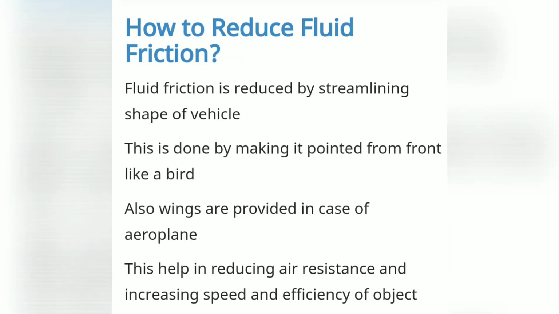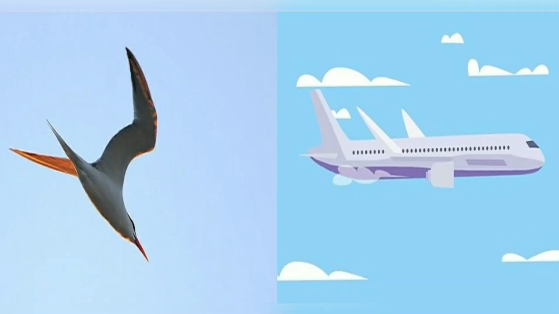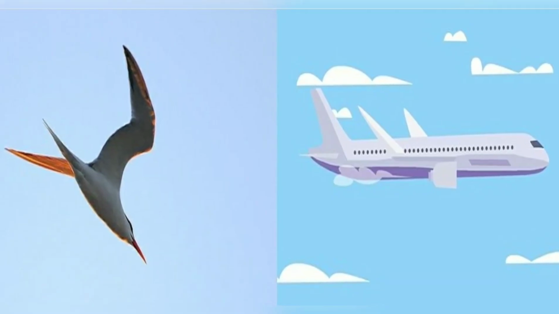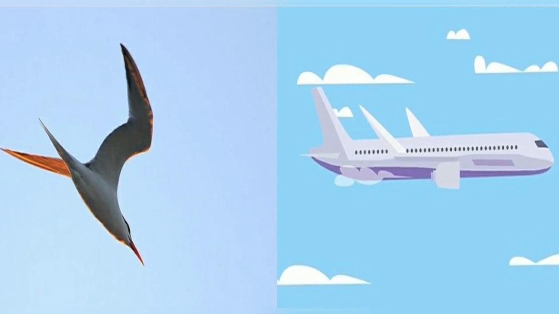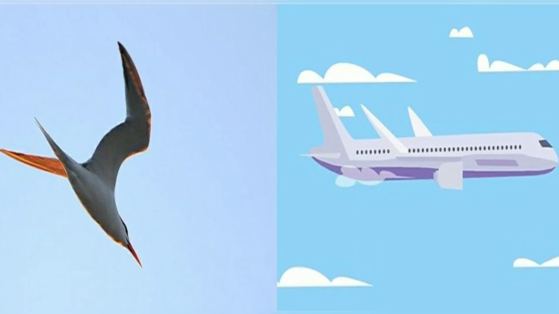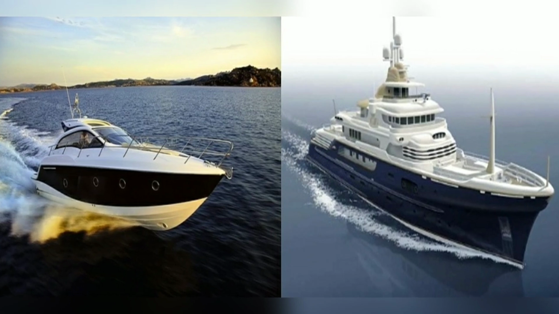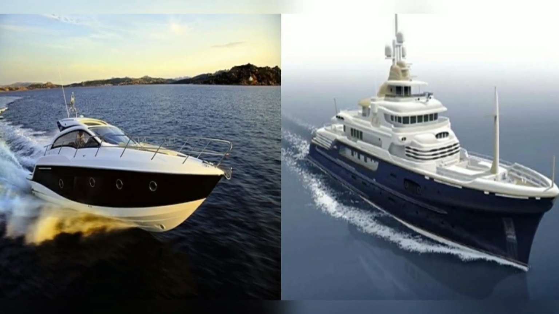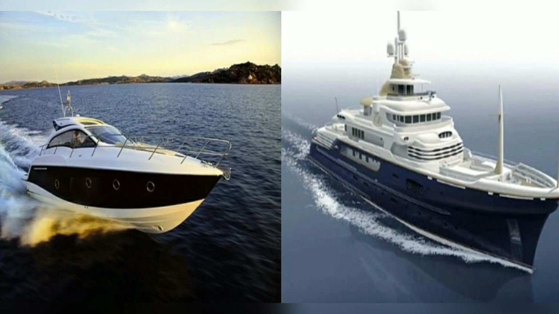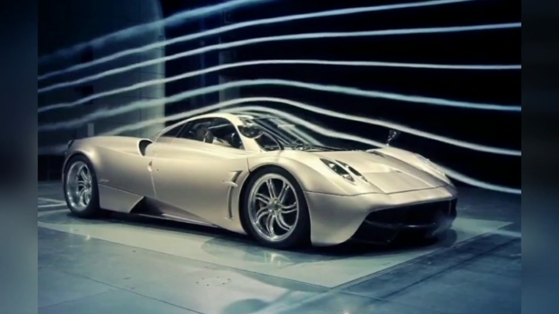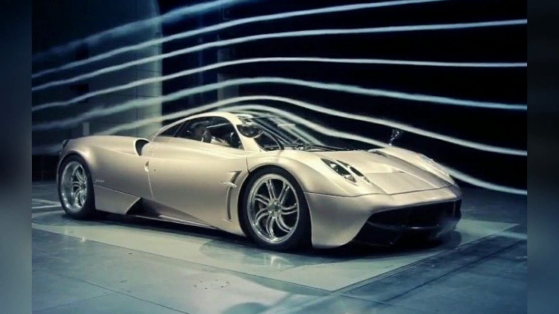Now let us learn how we can reduce fluid friction. Fluid friction can be reduced by streamlining the shape of the vehicle. This is done by making it pointed from the front like a bird. Like you can see in the image, a bird and an aeroplane have a streamlined body, hence they can move through air easily. Similarly, a ship or a motorboat has a streamlined body so that they can move easily by cutting through the surface of water. And also, cars are designed with a streamlined body so as to overcome the air resistance.